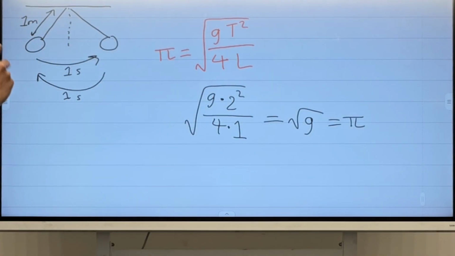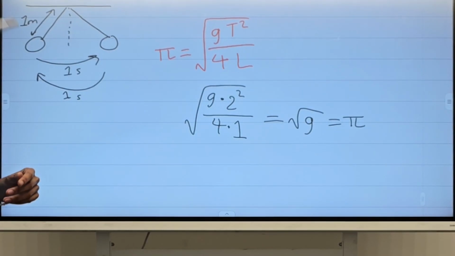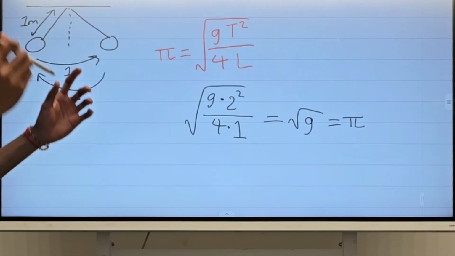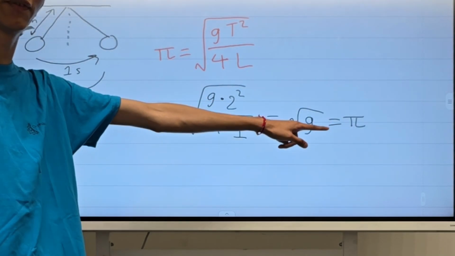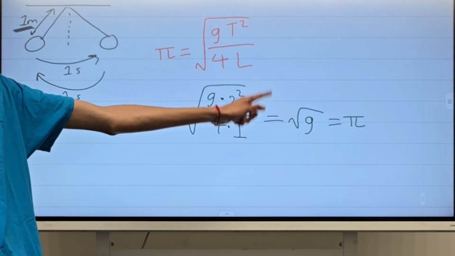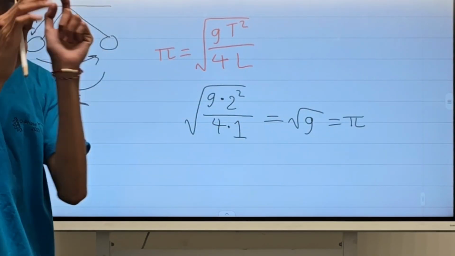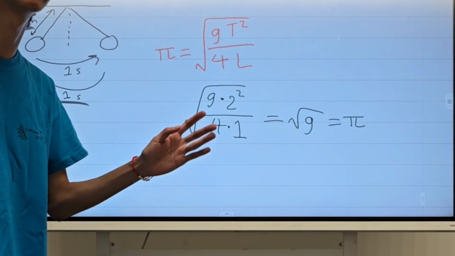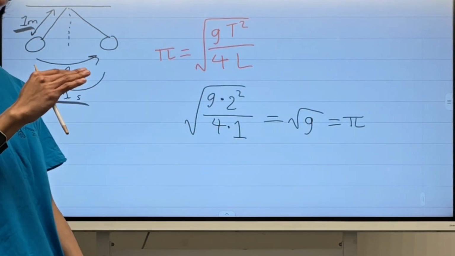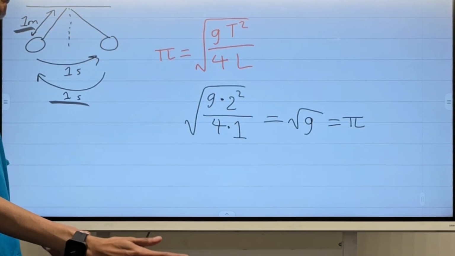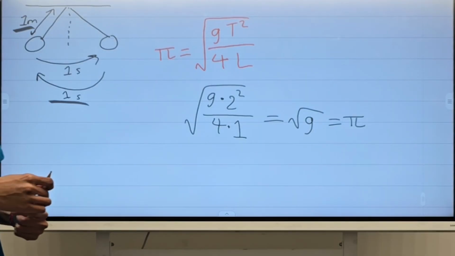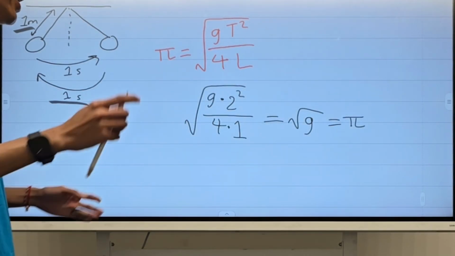Because g was defined based on meters and seconds, and meters and seconds are defined based on this pendulum, it's all circular. Pi is very close to the square root of g, and the reason is not a coincidence. It is not the universe saying mathematics is beautiful. It is not God saying let pi be equal to the square root of g, or let g equal pi squared. It is not that.